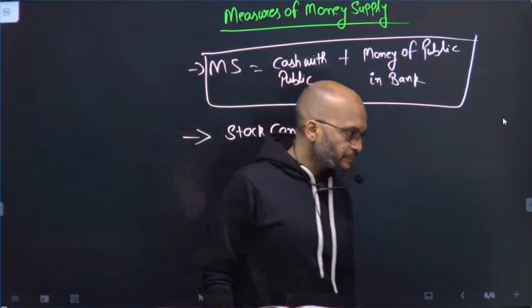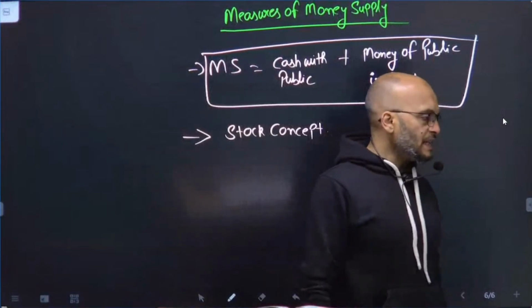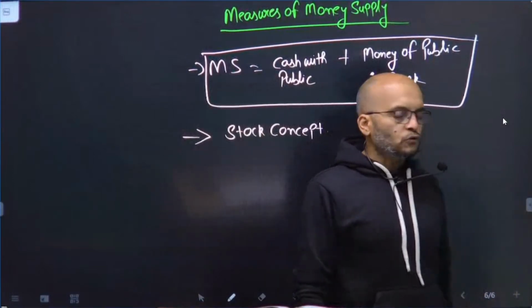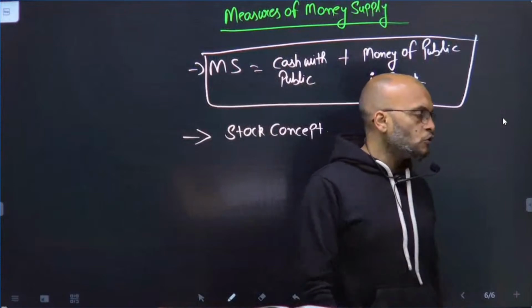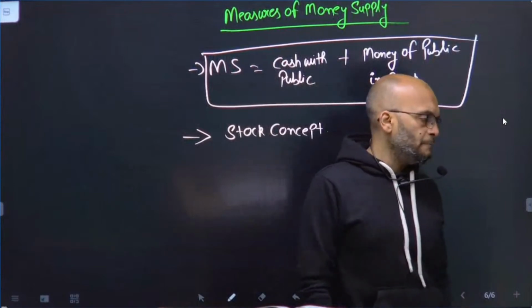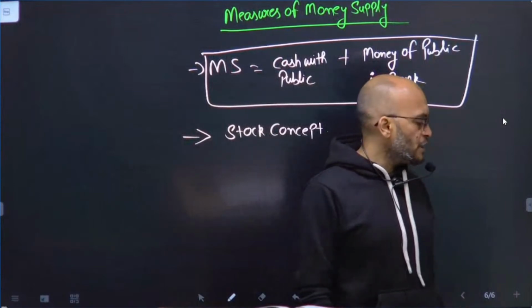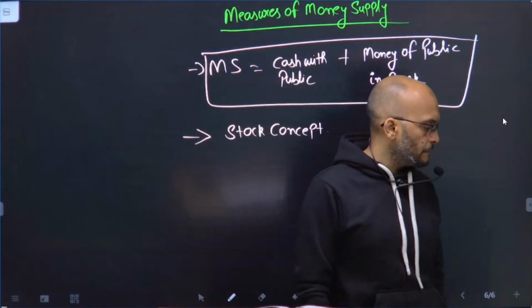Okay, guys. So I think that's it for today. Tomorrow we are going to continue. First, we are going to talk about old measures, M1, M2, all this, and then new measures of money supply and liquidity. Fine.